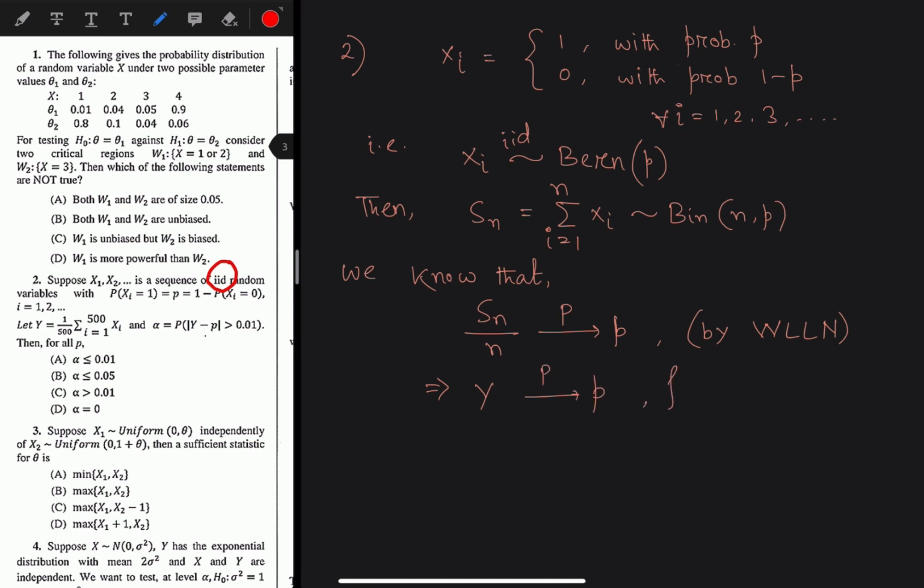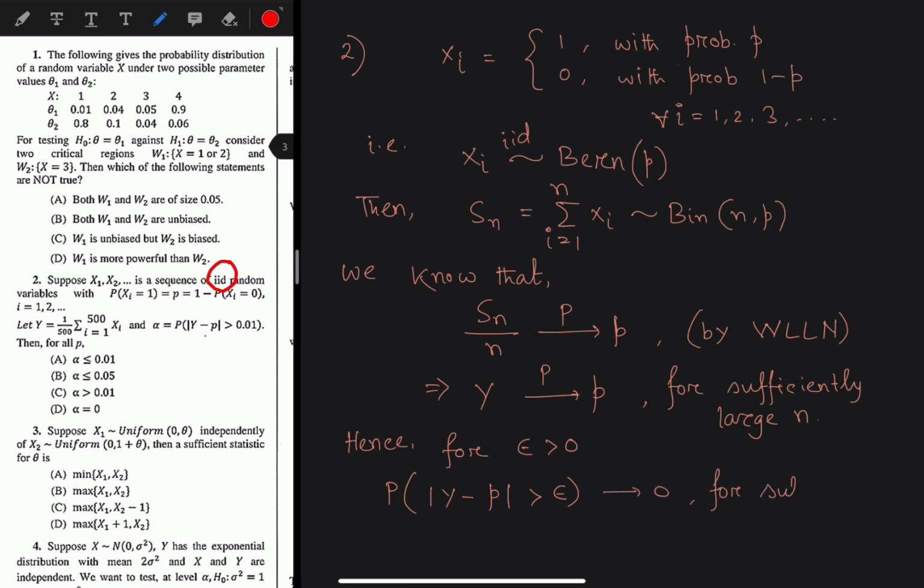Okay, and this is true for sufficiently large n. So hence, for epsilon greater than 0, the probability of mod of y minus p greater than epsilon will tend to 0 for sufficiently large n. So obviously this is true.